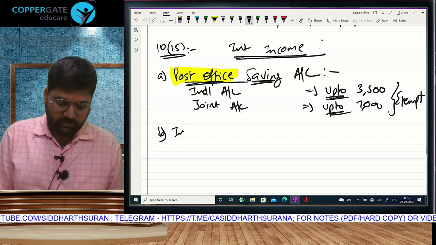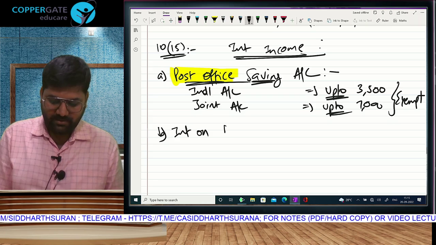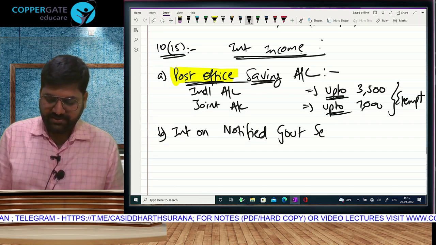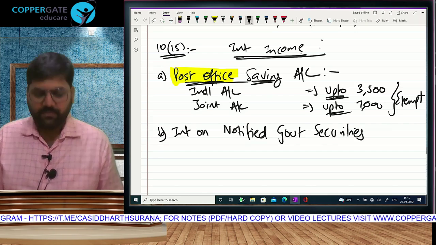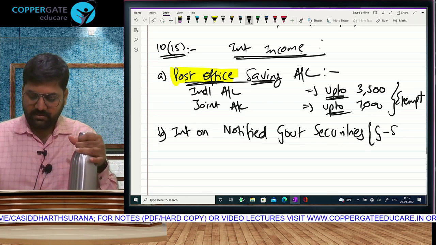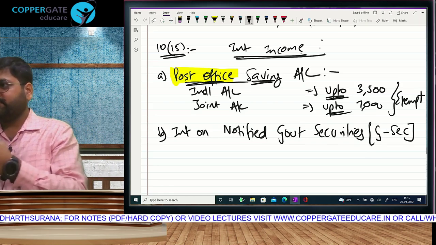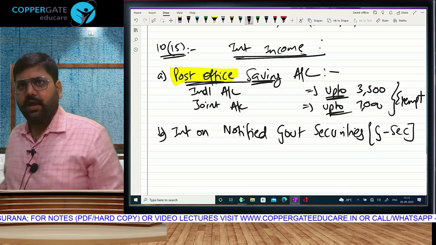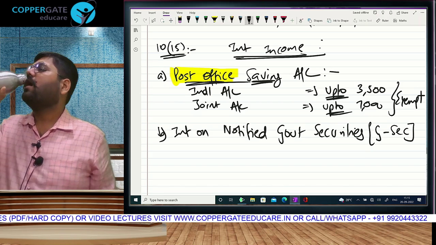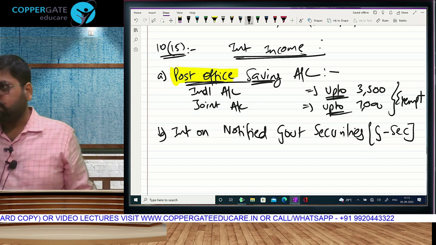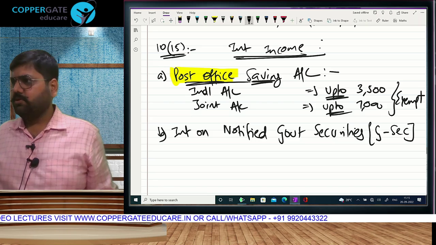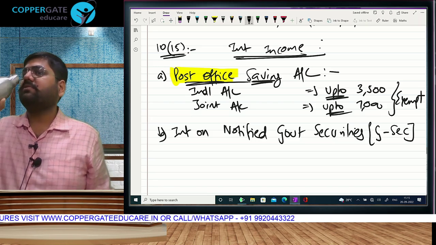नेक्स्ट, इंटरेस्ट ऑन notified government securities. First of all, you know what is this thing called GSEC, famously known as government securities. GSEC, कोई आइडिया नहीं भाई. You know that shares, debentures are known as securities.